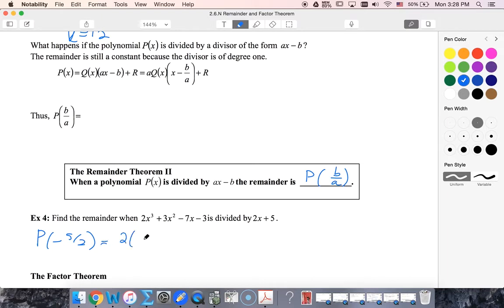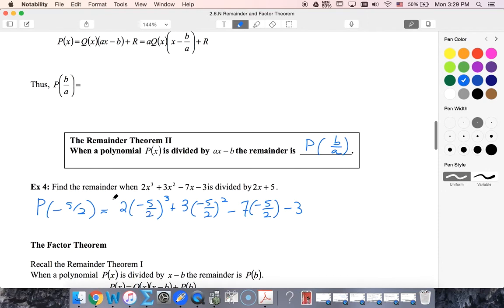We're going to have 2 times negative 5 over 2 cubed plus 3 times negative 5 over 2 squared minus 7 times negative 5 over 2 minus 3. So here, one of my 2's will end up canceling. I'll end up with negative 125 over 4 plus 25 times 3 is 75 over 4. That's going to be 35 over 2. I'm just going to call that 70 over 4 minus 12 over 4 to give myself common denominators.